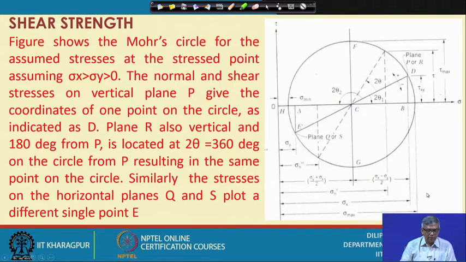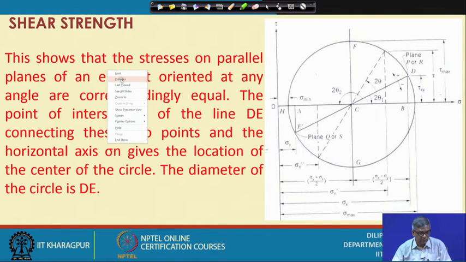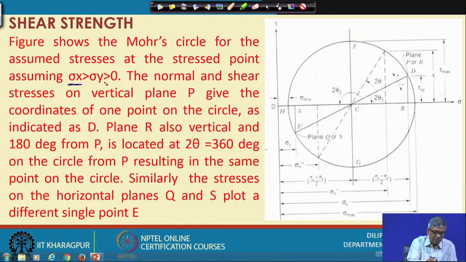And you can see Mohr circle for the assumed stress at the stress point, assuming sigma x was the bigger one than sigma y. So, based on that we consider major and minor, and then 0. Both sigma x and sigma y values are there in the plane element, and they are greater than 0, but sigma x is again greater than sigma y.